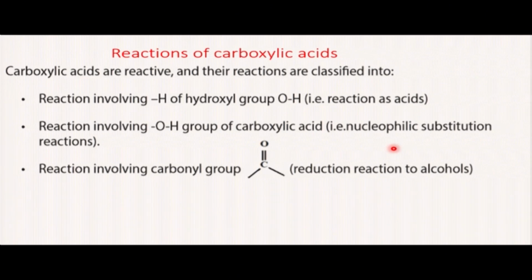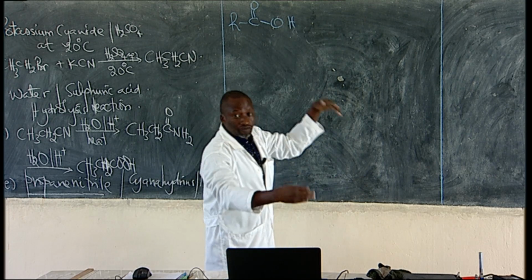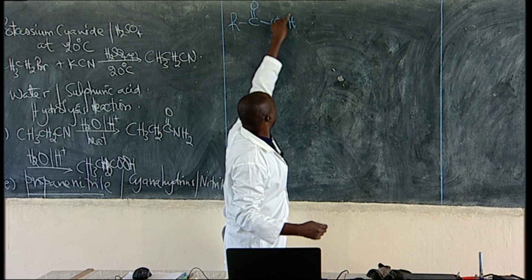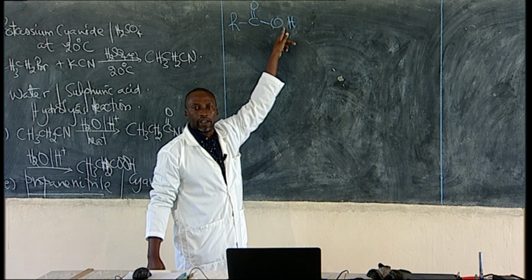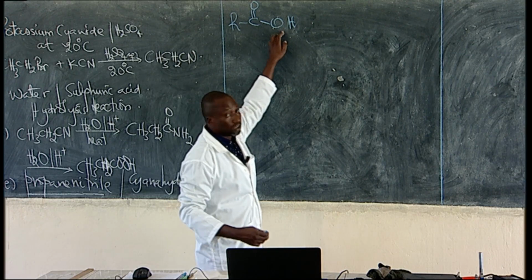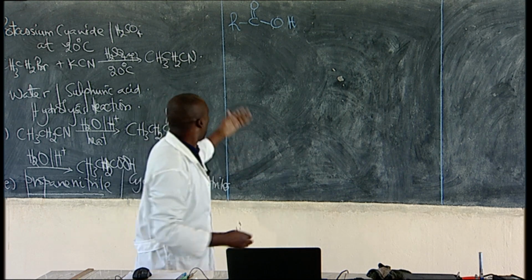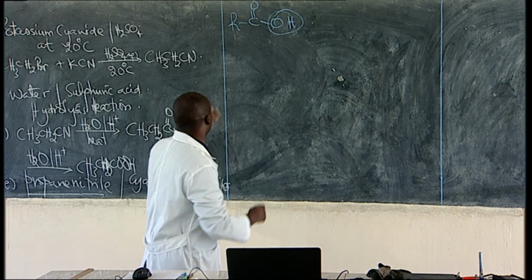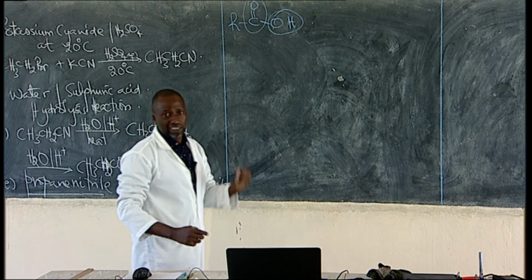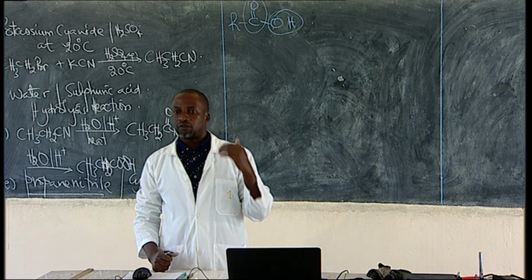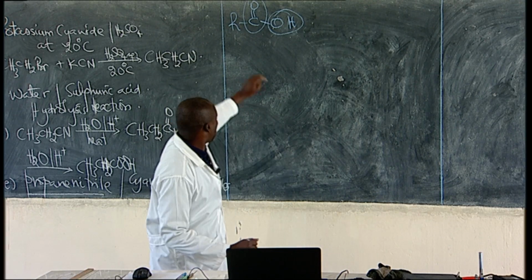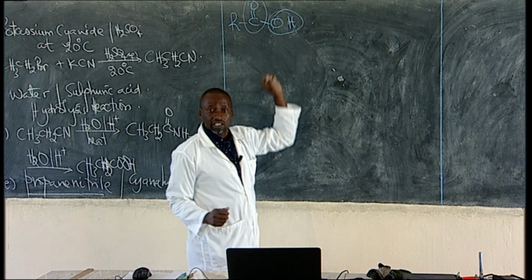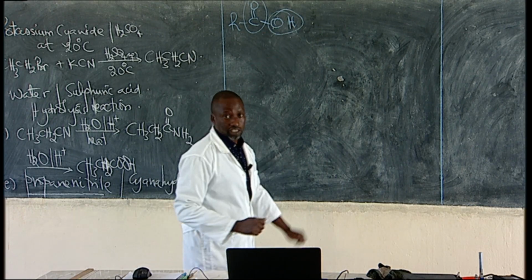If you have a carboxylic acid, we have reactions whereby whatever substance is reacting is only reacting with the hydrogen over here. That is the reaction involving the hydrogen. Then we have reactions whereby the whole of this OH group will be involved. And then we have the reactions that involve the carbonyl group. Those are the three categories of the reactions. The first category is whereby you have the hydrogen involved. The second category is where you have the OH involved.